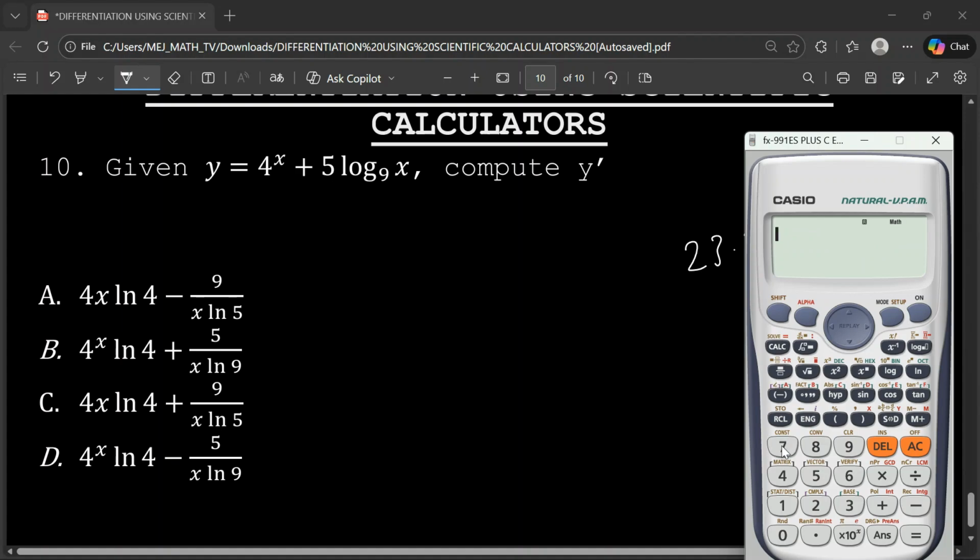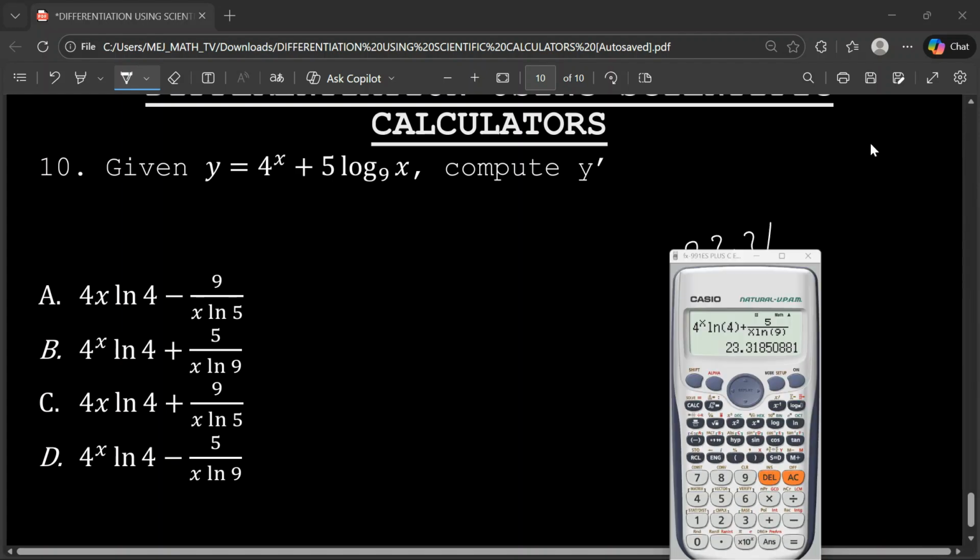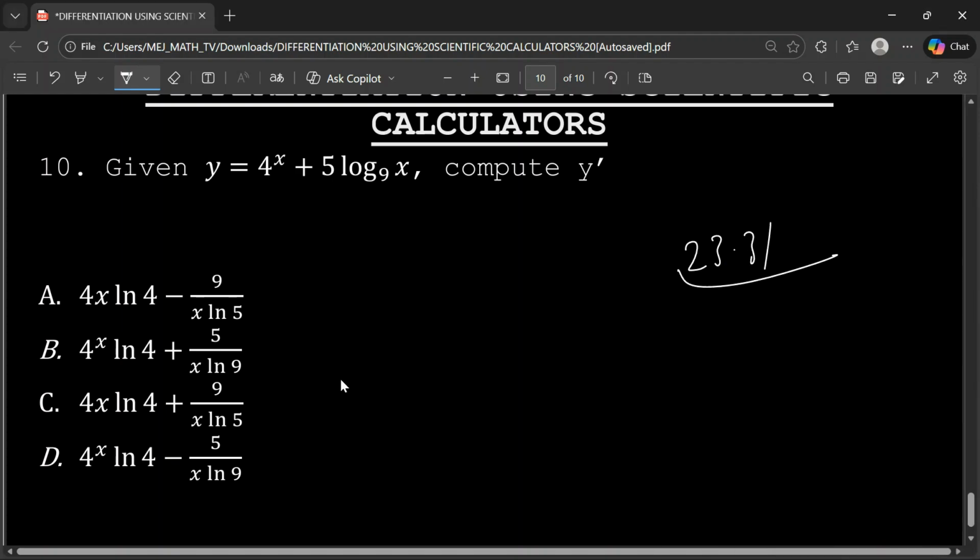So with option B, we are going to have 4 to the power alpha x ln 4 plus 5 on alpha x ln 9. Then we close it. And the answer is 23.31. So option B is the correct answer.